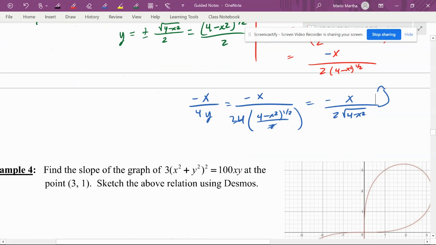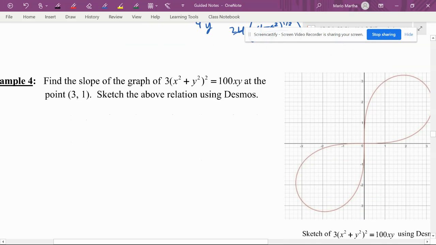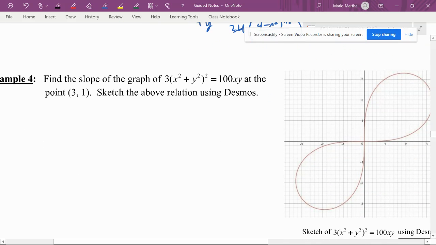All right, now let's look at the last problem. So find the slope of the graph of 3 times (x squared plus y squared) raised to the second power equals 100 times x times y at the point (3, 1). Then let's sketch the relation using Desmos, right? So what you want to do here is, again, use the chain rule on the left side, and a product rule on the right side.